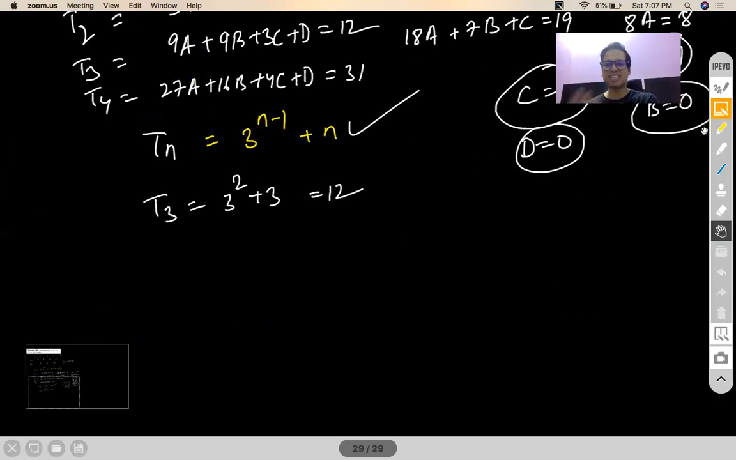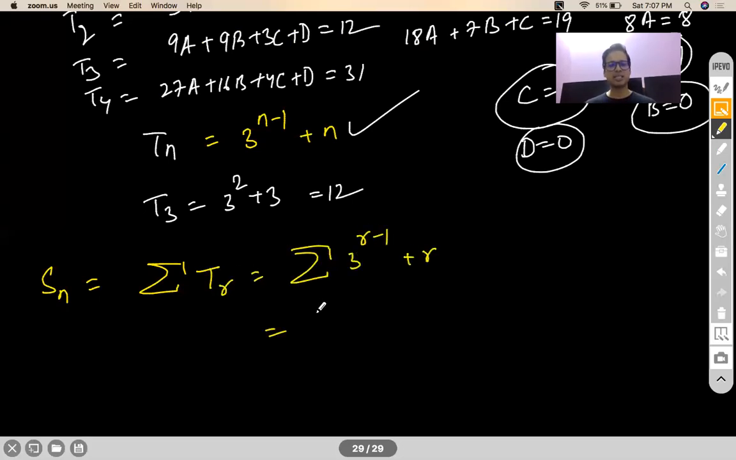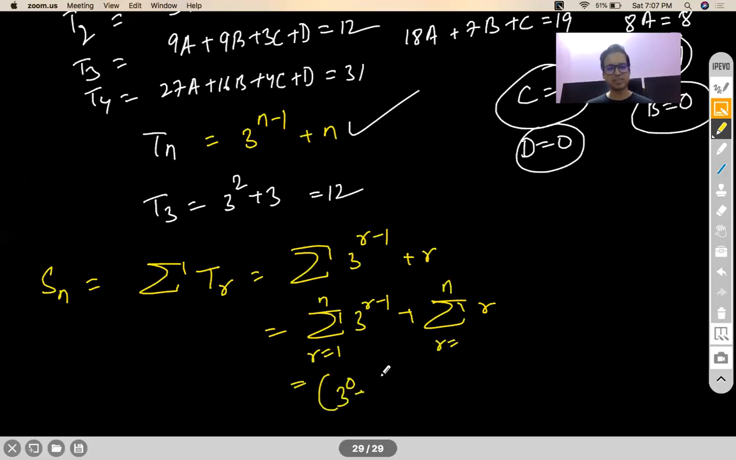Now let's say hypothetically the question had been to find the sum till n terms, right? So you would just do sigma of TR, which is sigma of 3 to the power r minus 1 plus r. Individually you can do it like this. This is like you are summing, all of you please try to understand this. This is actually a GP which goes from 3 to the power 0 all the way till 3 to the power n minus 1, right? And this result is n into n plus 1 by 2, which you already know.